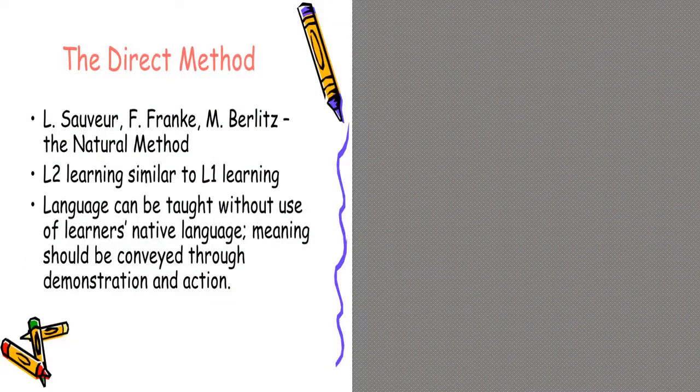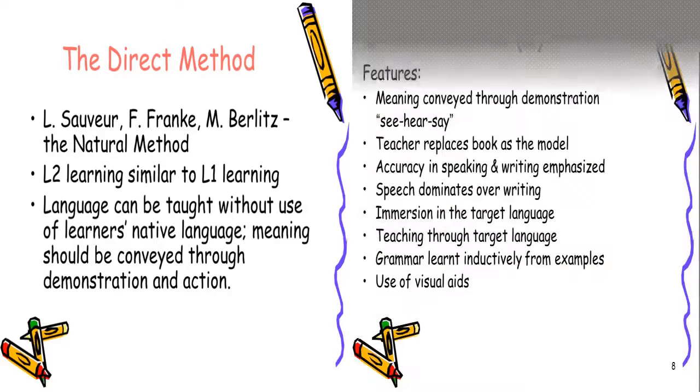L. Sevier, F. Frank, and M. Berlitz, the natural method. L2 learning is similar to L1 learning. Language can be taught without use of the learner's native language. Meaning should be conveyed through demonstration and action.